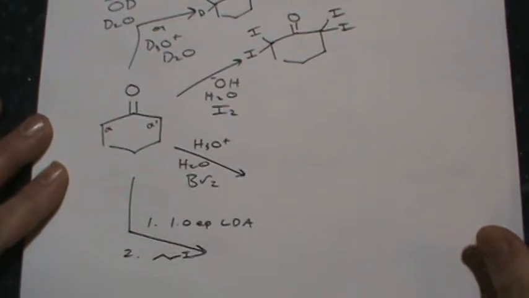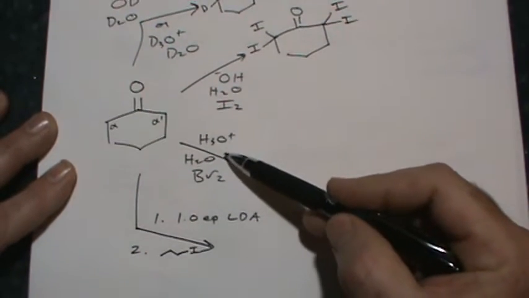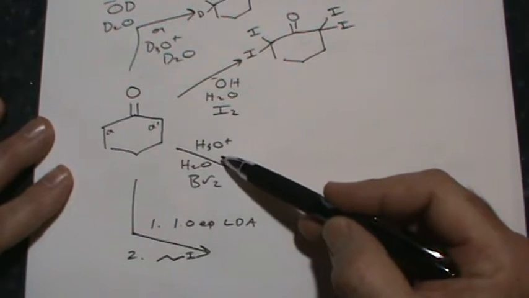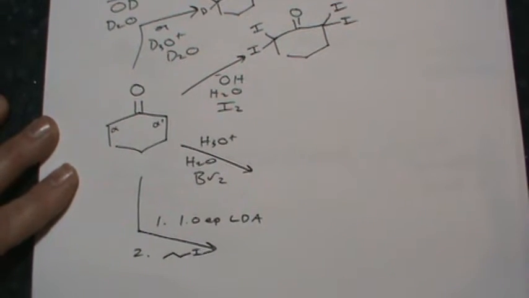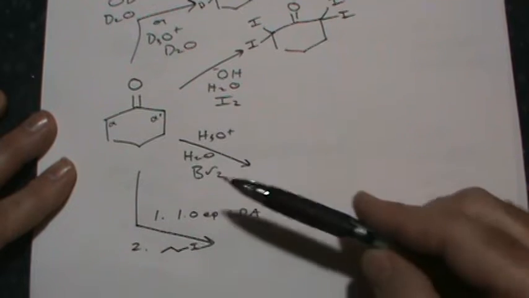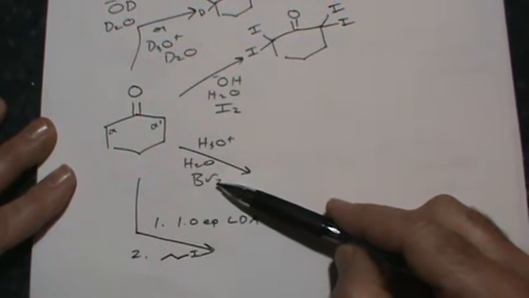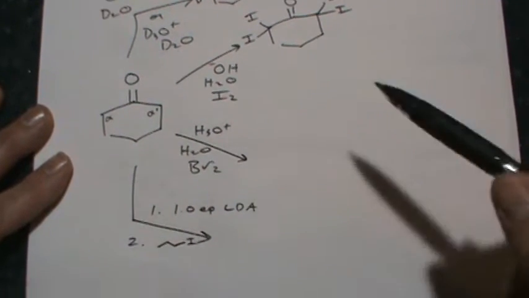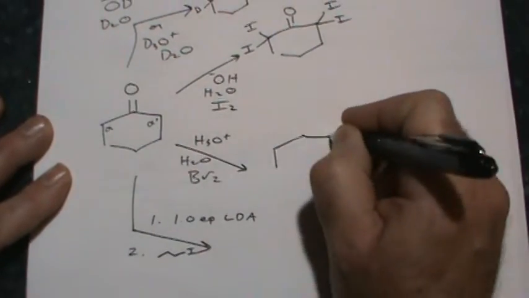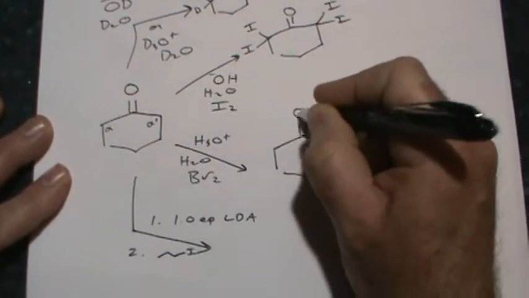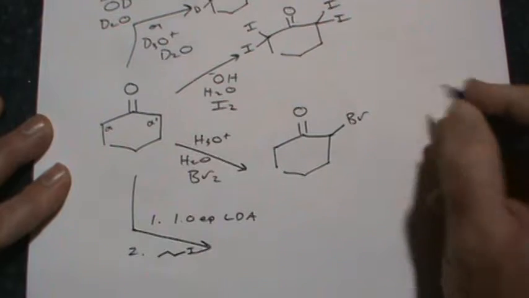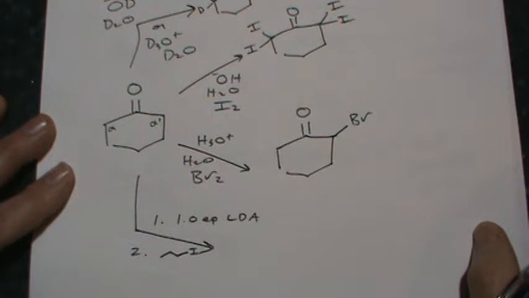However, what we've discussed is that when we run the same reaction under acidic conditions, we don't see perhalogenation. Instead, we only see one halogen add. In this case, the halogen is bromine. And so the product would be the monobromo ketone in this case.